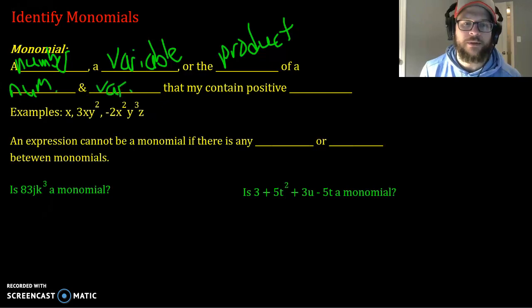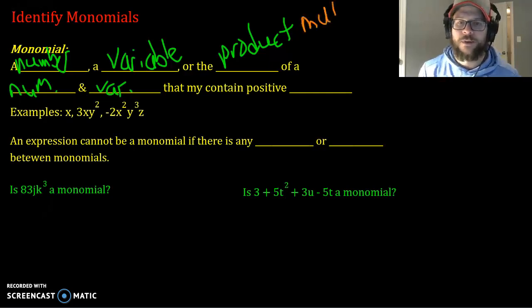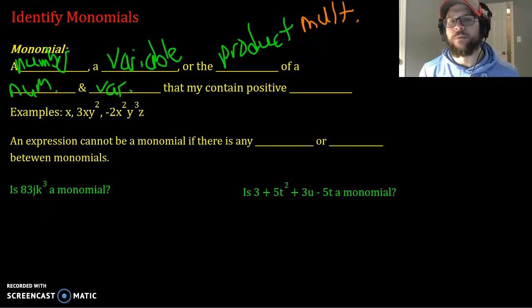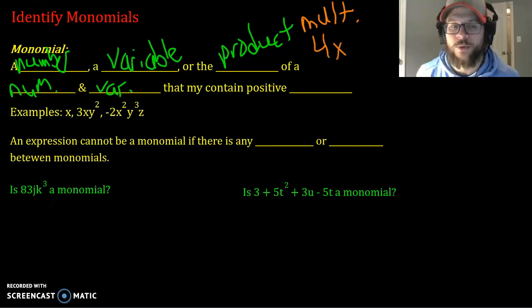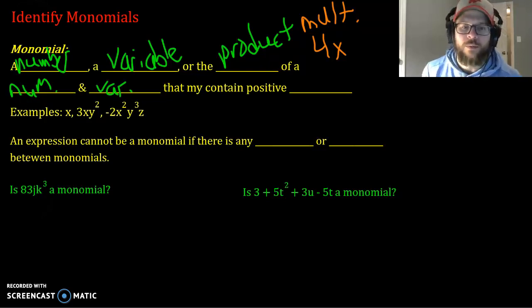Now remember, the product is another way to say multiply. So if you're taking some type of multiplication of a number and a variable, like 4x, that is also a monomial. So multiplication is allowed to happen. It could be a number and it could be a variable. And it has to have positive exponents.